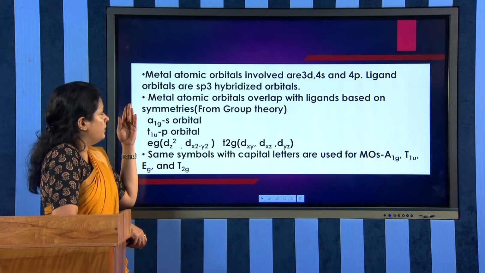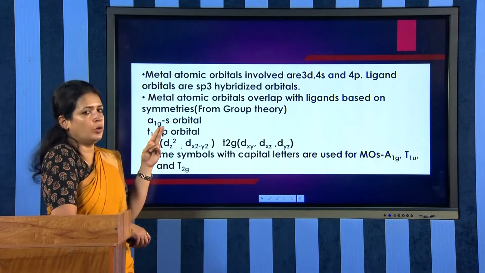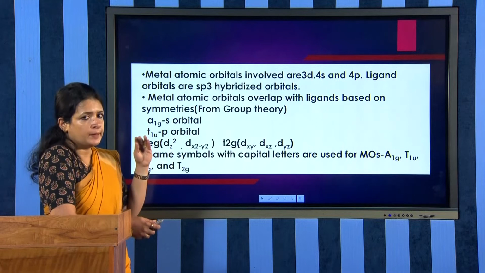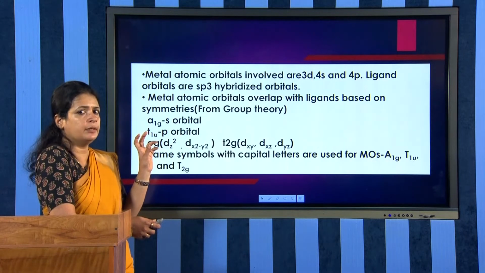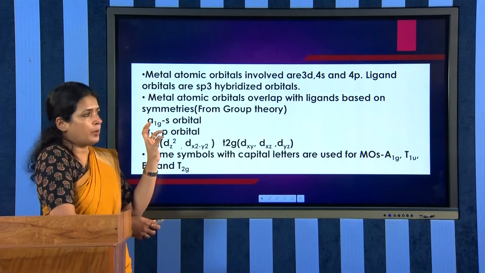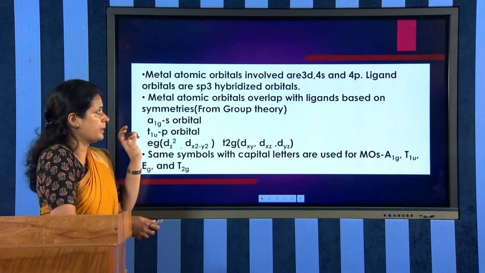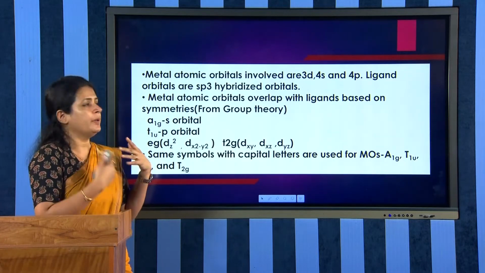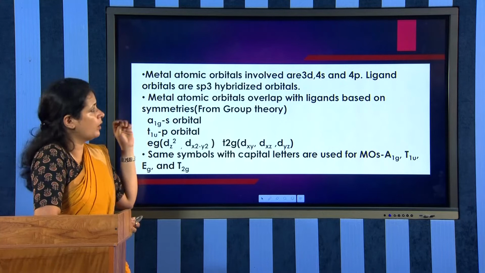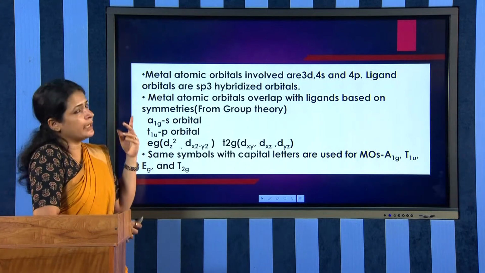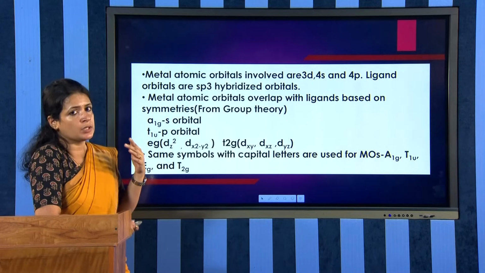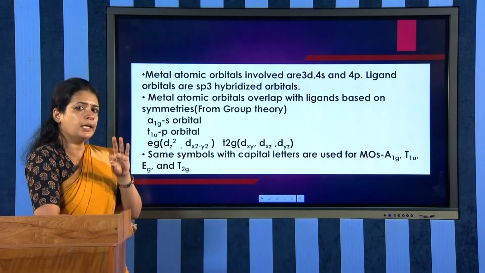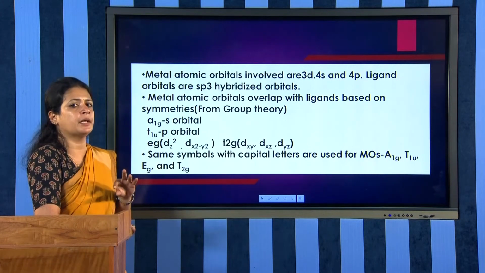And the metal atomic orbitals that are involved in the combinations are 3d, 4s and 4p. 3d means d orbitals, 4s the s orbital and 4p the p orbitals. So, 3d, 4s and 4p are involved in the combination if we are discussing metal orbitals. And the ligand orbitals, the LGOs, are sp3 hybridized orbitals, that is one s orbital and 3 p orbitals combined to form sp3 hybridized orbitals.